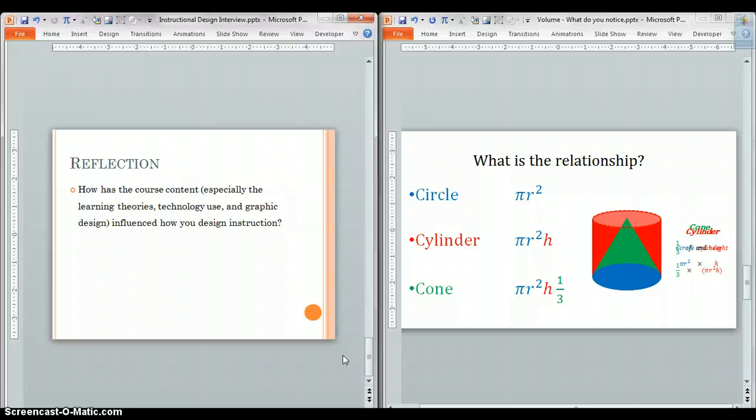So this course probably had the most impact on me when it comes to the learning theories, making me aware of them. I was doing them more so with the constructivist theory and the cognitive theory rather than the behavioral. But just bringing those to light and putting a meaning to the name and being more aware of them and how to use them in my classroom.